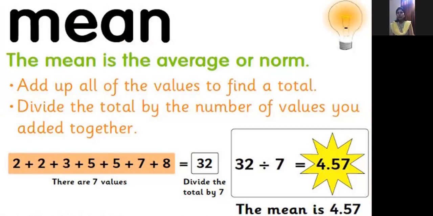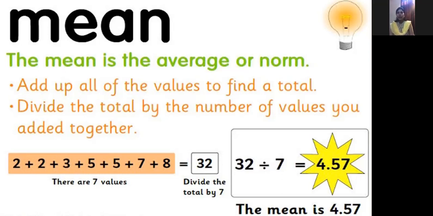So for calculating the mean, what we do is add up all of the values to find a total. Whatever the values are given to us, we just make a sum of those values. And after summation, we divide by the total number of values.